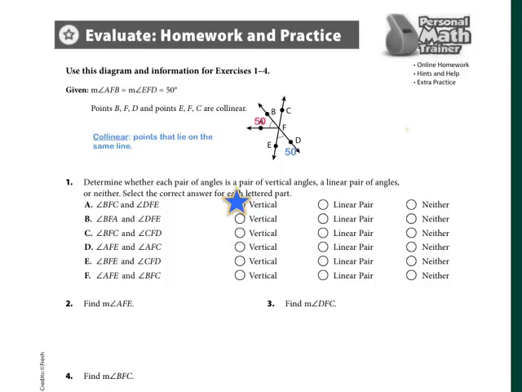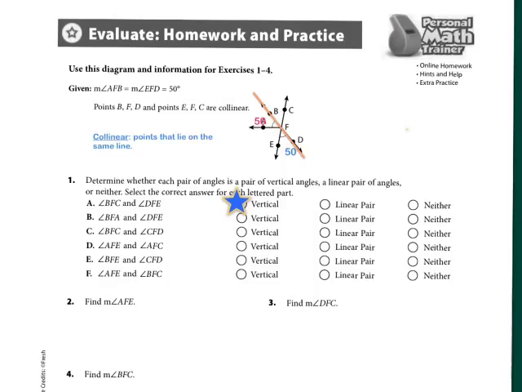Let's try letter C. BFC and CFD. Now those are right next to each other. And BFC with CFD are actually forming a line where B, F, and D are collinear. Here is the line I am talking about in orange. Since BFC and CFD form a line together, they are considered a linear pair, which would mean that they would add up to be 180 degrees.